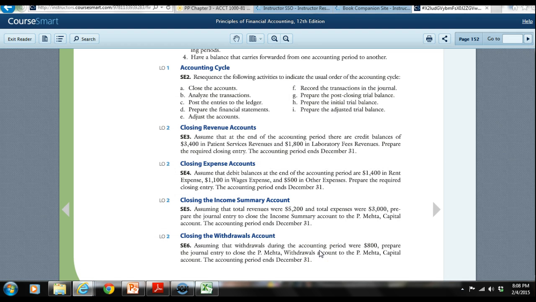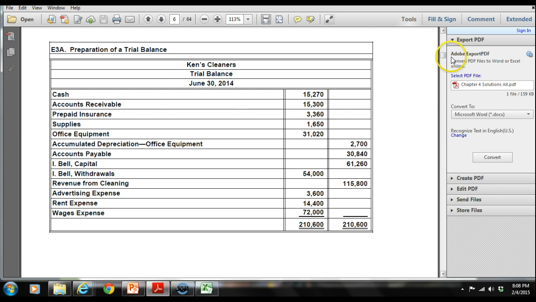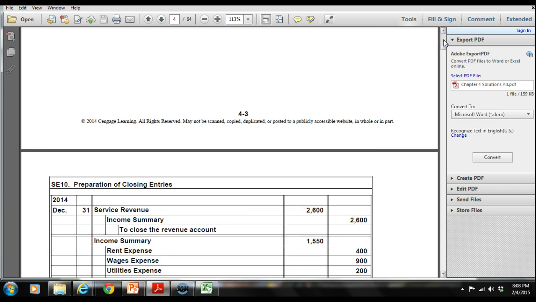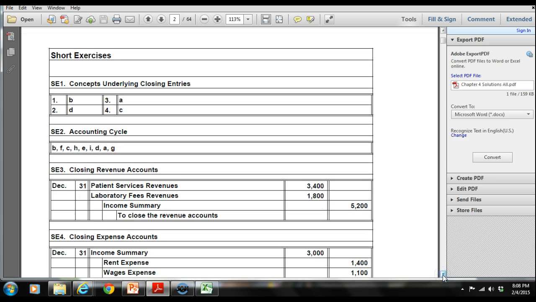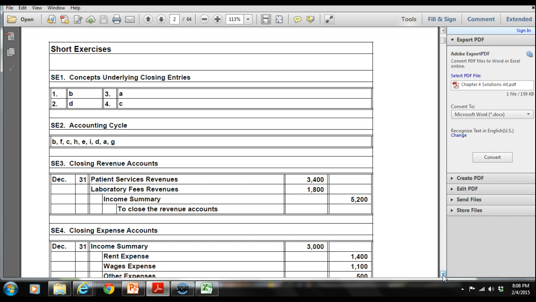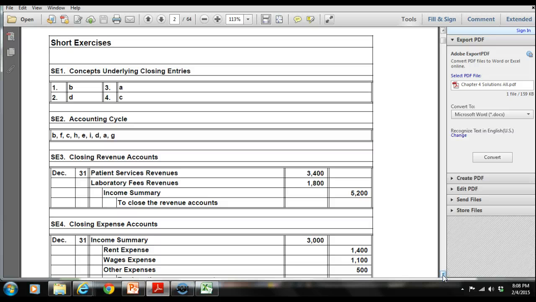Now, what do they want us to do? Prepare the required closing entry. So basically what they would want us to do in this situation would be a debit to patient services revenue of $3,400, a debit to laboratory fees revenue of $1,800, and a credit to income summary of $5,200. So I was kind of showing it two ways to help you visualize how the accounts get zeroed out. Does that make sense? Yes, it does.